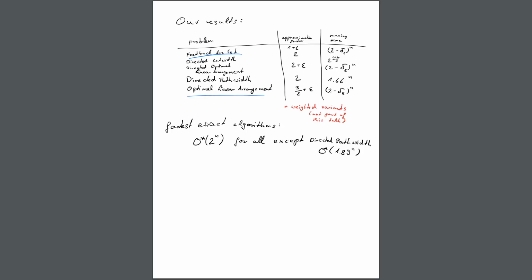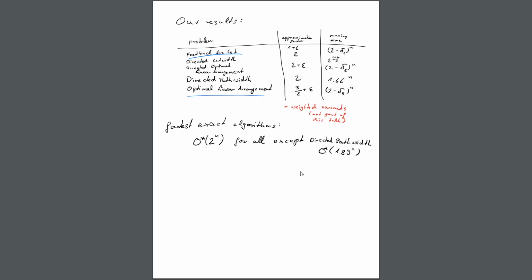And for all of these problems except for path width, the best known exact algorithm runs in 2 to the n time, and for path width it runs in 1.89 to the n time. So we can see we beat the running time for all of these exact algorithms, but of course we have some approximation and not an exact algorithm. That's the trade-off here.